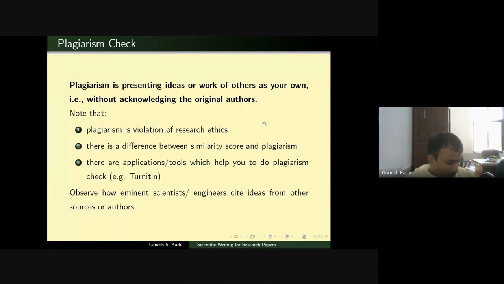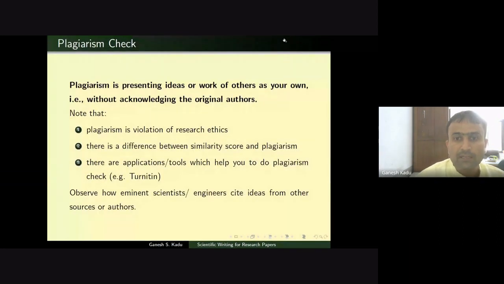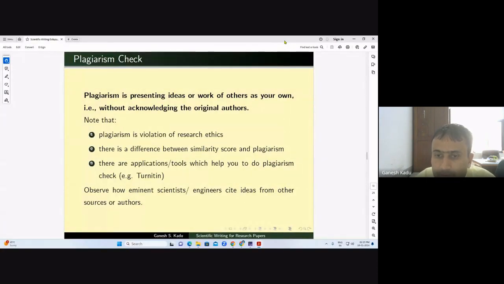Now, maybe at this point, I'd like to take a 5 minute break and then continue this presentation, where I want to give you a small demo of how Turnitin is used to get the similarity index. So let's break for 5 minutes.